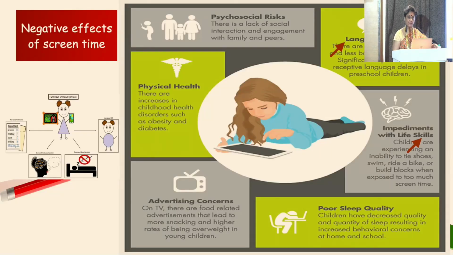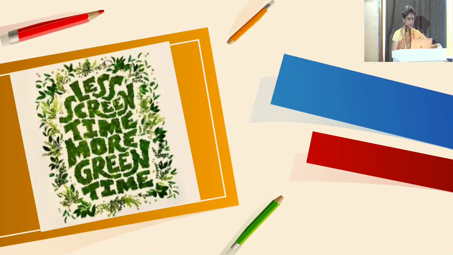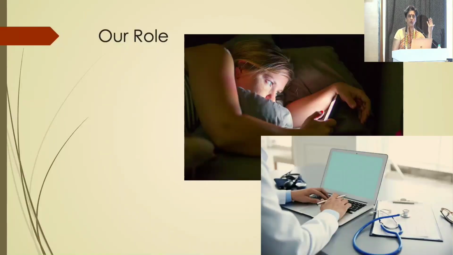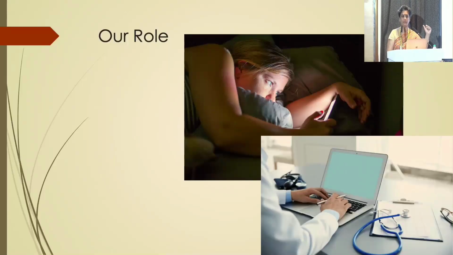And then life skills. So impediments with life skills, definitely talking, social skills, all that is affected. Diabetes, because they're sitting in one place. Psychosocial skills I already mentioned. So we need green time for our kids. We know that they need to look more at a distance. The myopia is increasing predominantly due to the near work, not especially due to screen time, but there's a lot of screen time associated with sitting in one place and all the habit related issues.